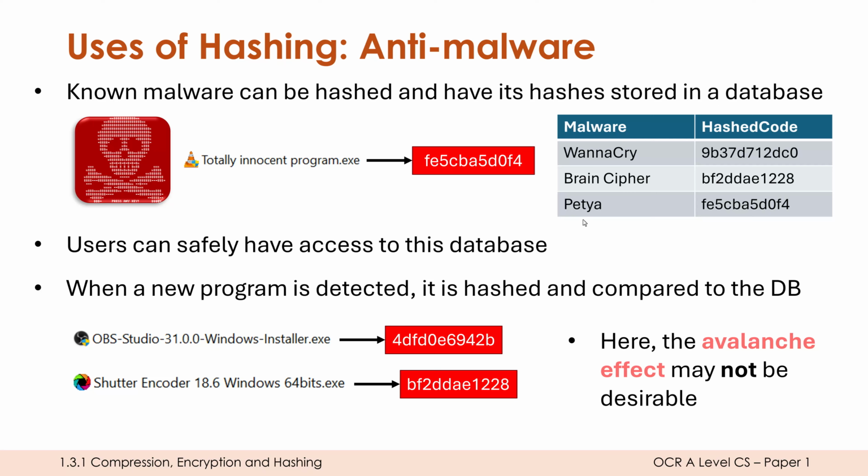Whereas if I just added some print lines and slightly modified it and it didn't have the avalanche effect, then the hash would still be different, but it might be a little bit similar to the previous one. And you could use some algorithm to determine how similar this hash is to a known malware's hash. So the avalanche effect is useful in lots of cases, good with passwords, not so good with anti-malware potentially.